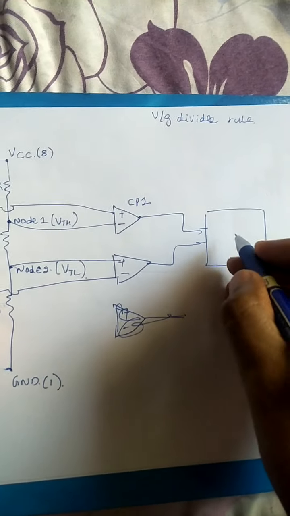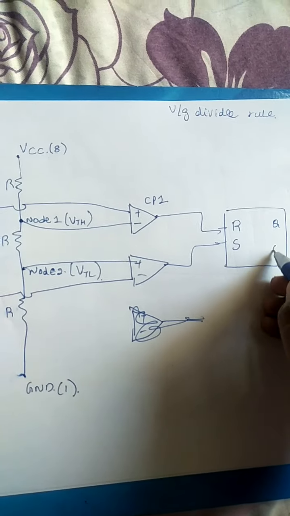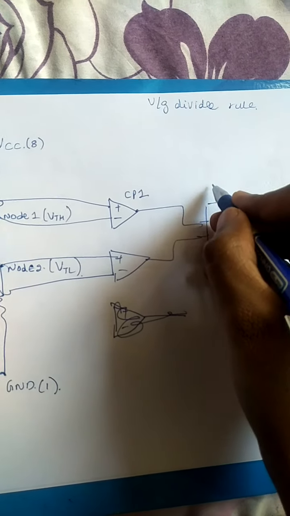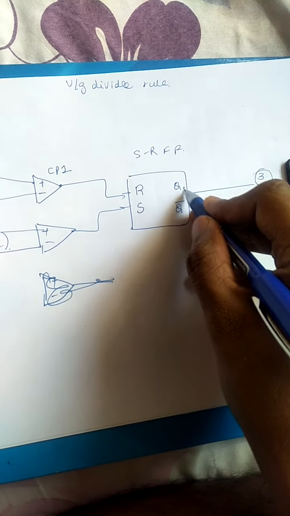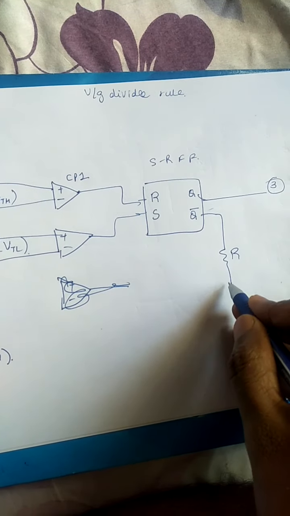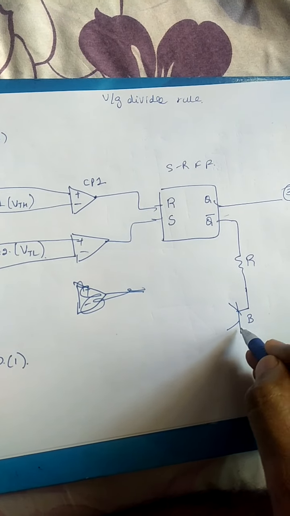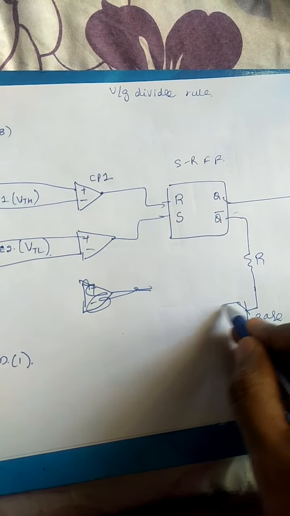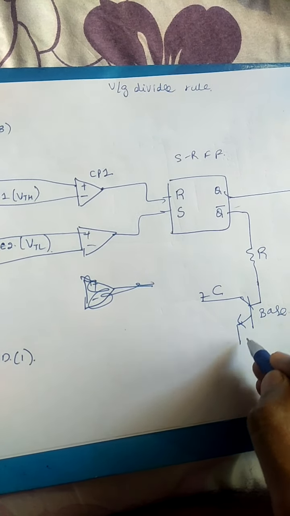an RS flip-flop. R stands for reset, S stands for set, Q is an output, and Q bar is the complement of Q. This is the SR flip-flop. Q is connected to pin number 3. Q bar is connected to a resistor R and then to the base of the transistor. B stands for base, and this is the collector, which is connected to pin number 7, and the emitter is grounded.